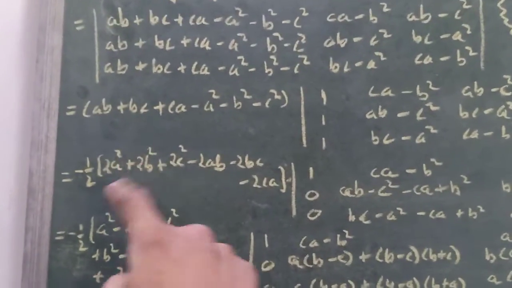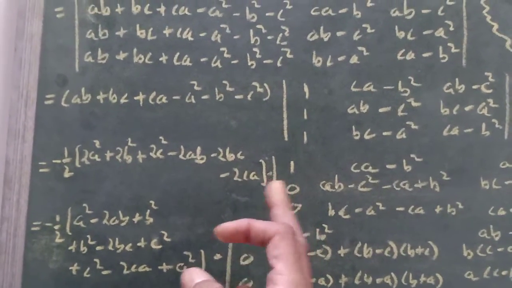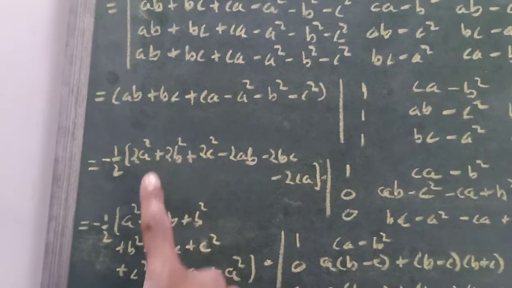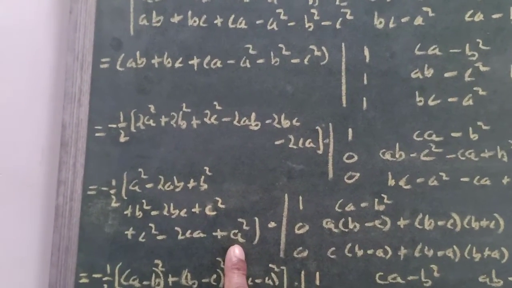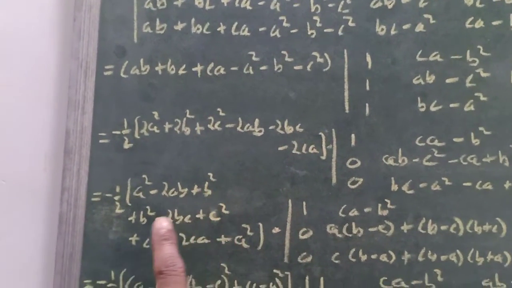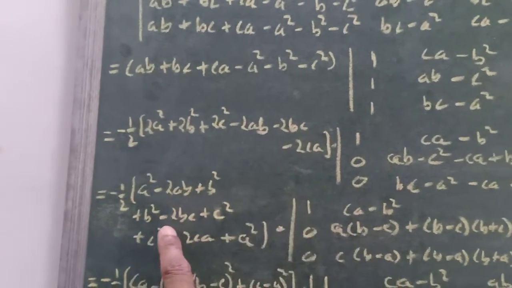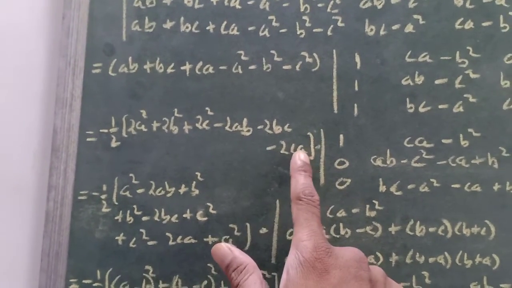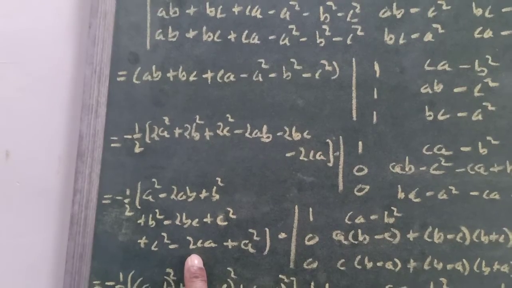Now here in this bracket, the term which is outside the determinant, I am again adjusting. This 2A square I am writing as A square plus A square, with minus 2AB as it is. This 2B square I am writing as B square plus B square, with minus 2BC as it is. This 2C square I am writing as C square plus C square, with minus 2CA as it is.